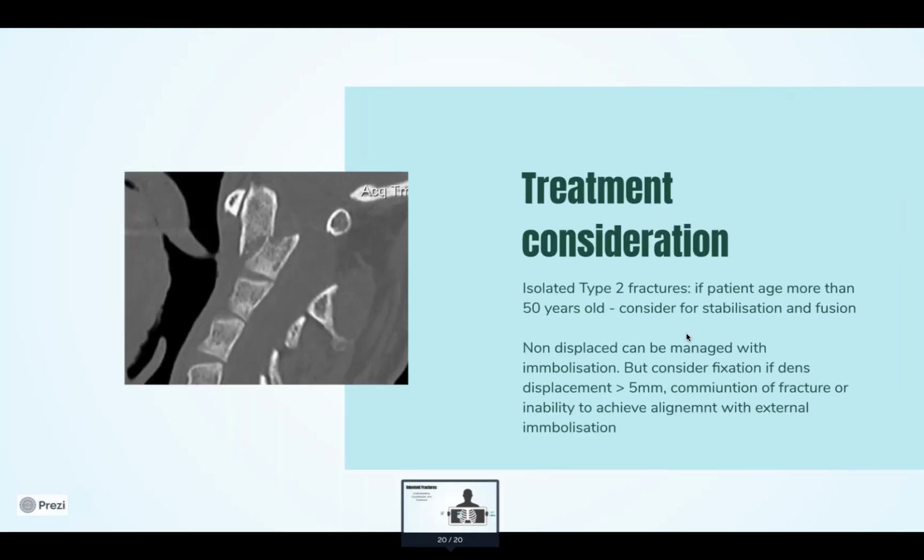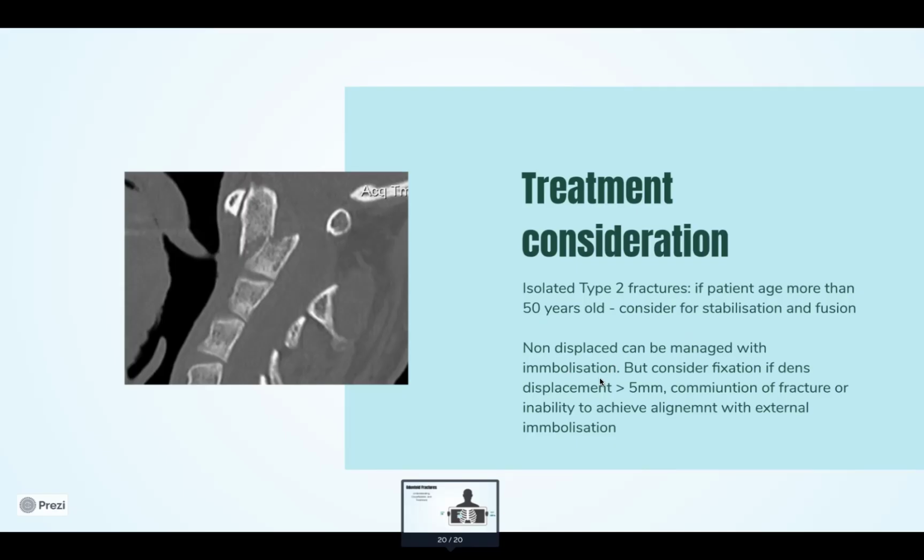So how do we treat them? So things to consider. If it's an isolated type 2 fracture and the patient's age is more than 50, we should consider a form of surgery usually, because elderly people tend not to have great outcomes in terms of healing when we manage them non-operatively. If it's non-displaced, so this one's obviously displaced, you can see it's displaced away from its original location. But if it's not displaced and it's well aligned, you could consider immobilization.